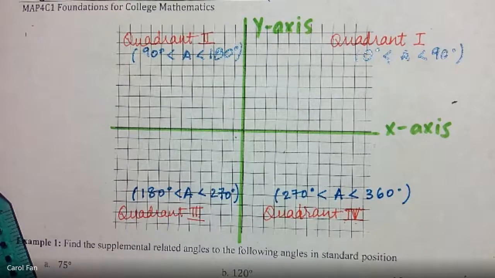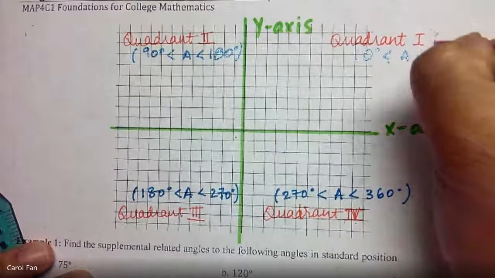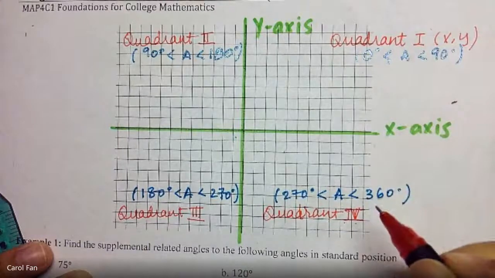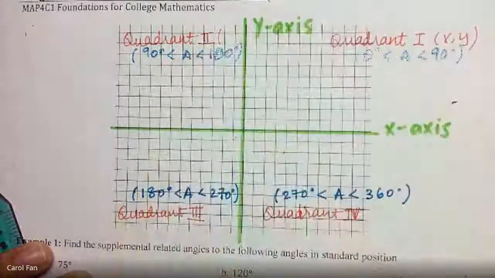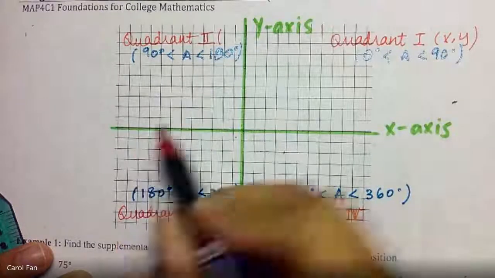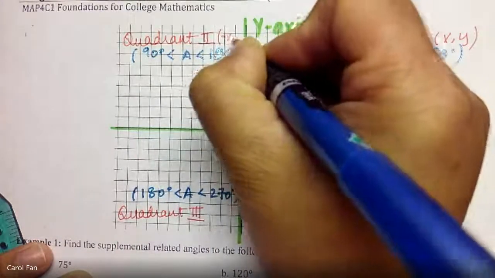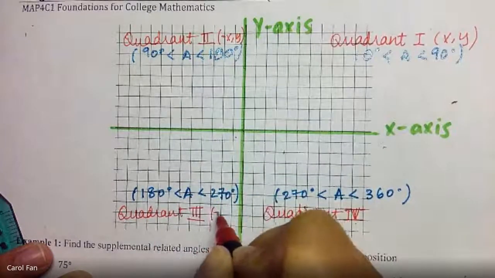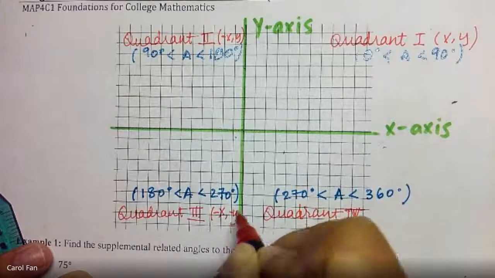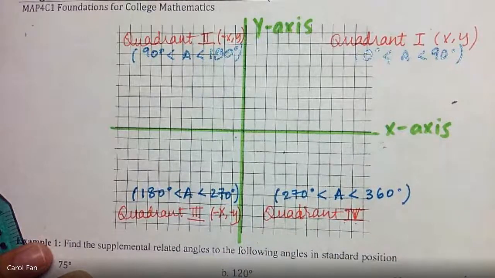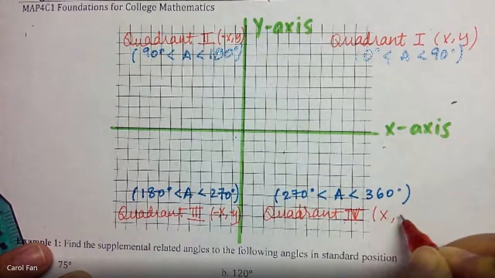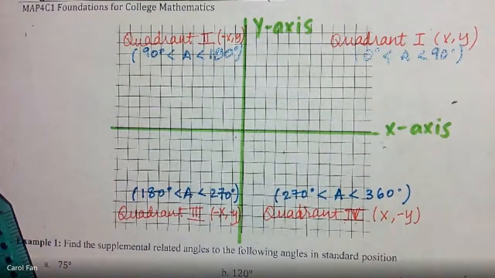I'm also going to talk a bit about our coordinates. In quadrant 1, our coordinates are all positive. So I have a positive x, positive y. In quadrant 2, we now have a negative x and a positive y. Quadrant 3, everything is negative, so negative x and a negative y. And then quadrant 4, positive x, negative y.